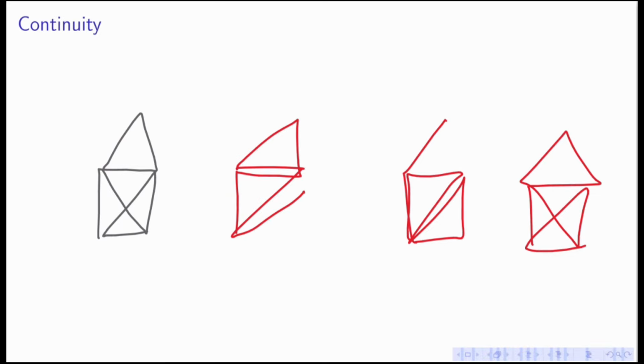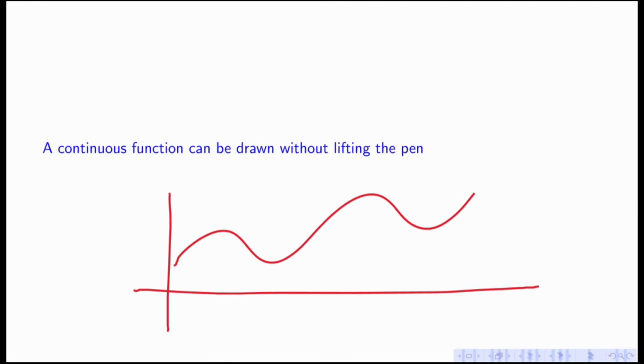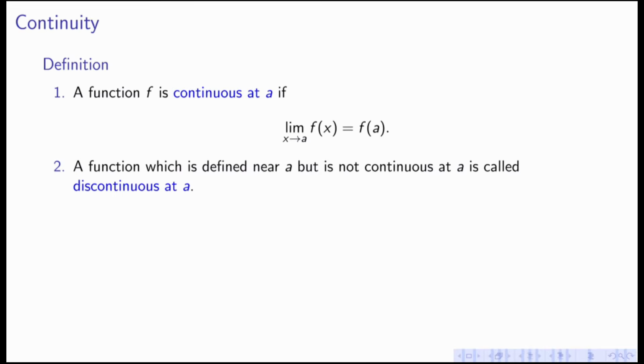Got it. Yeah, this is what continuity is about. So a continuous function can be drawn without lifting the pen, which means we are looking at a function of this sort, which we can draw without lifting the pen. But how can we define this mathematically? Well, we are using limits.